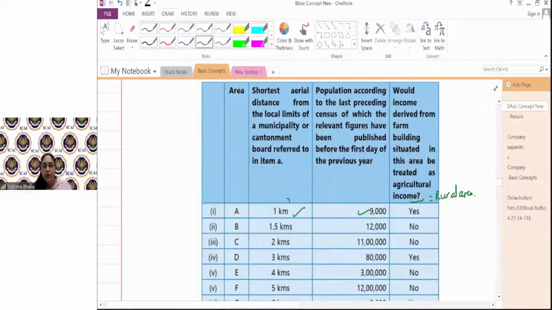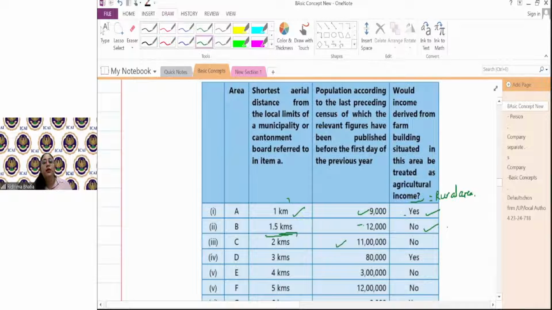Now, the population of the cantonment is 9,000. The cantonment's population is low. It is a rural area. That's why the income from farm building is agricultural. First population, then distance. Population is more than 10,000. Anything up to 2 kilometers, guys, would be an urban area, right? So hence, since the land is situated within 1.5 kilometers, that means it's an urban area, urban agricultural area. That means it's not a rural area. That means it would not be income from farm building.